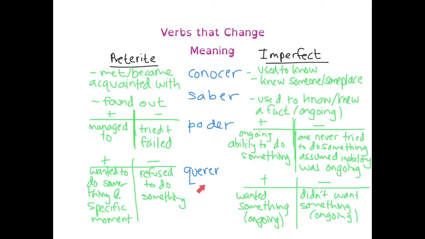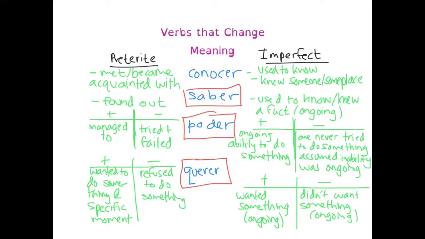Then with querer, we've got that same level of specificity again. When we get to the imperfect, if it's positive or negative, it's you did or you did not want to do something. But in the preterite, if it's positive, you wanted to do something in a specific moment. If it's negative, you refuse to do something. So again, these verbs are very specific and you need to memorize them. Also, these verbs that I'm boxing in red, they're all irregular in the preterite tense, so you're going to want to make sure that you look up their conjugations prior to using them because the spellings are really funky.